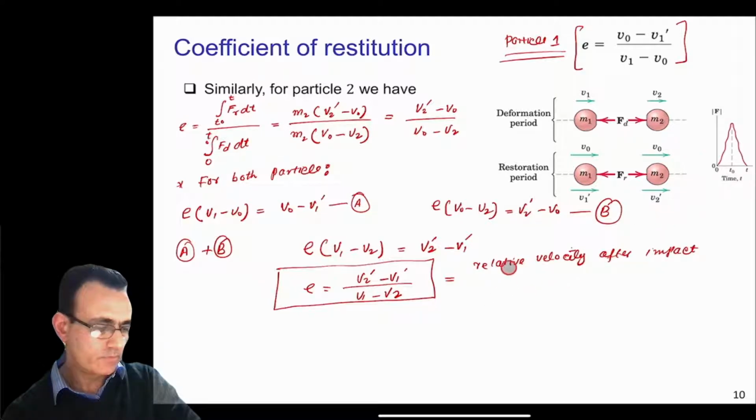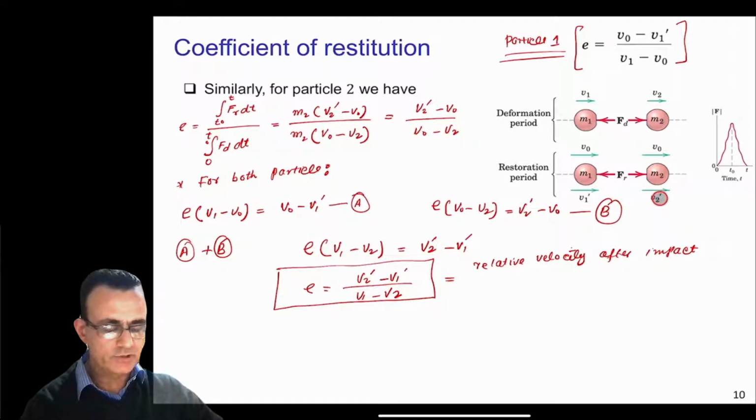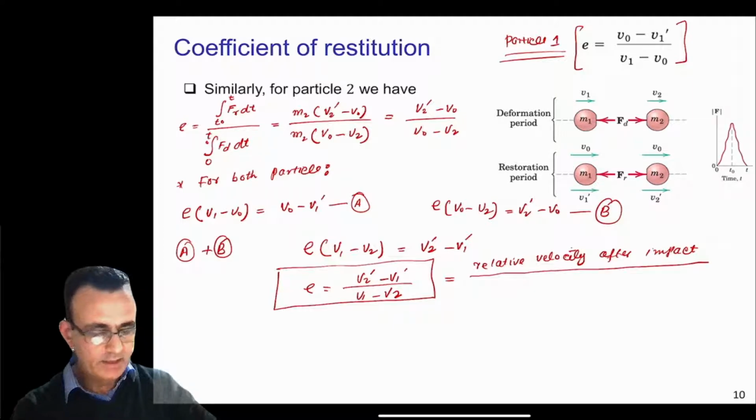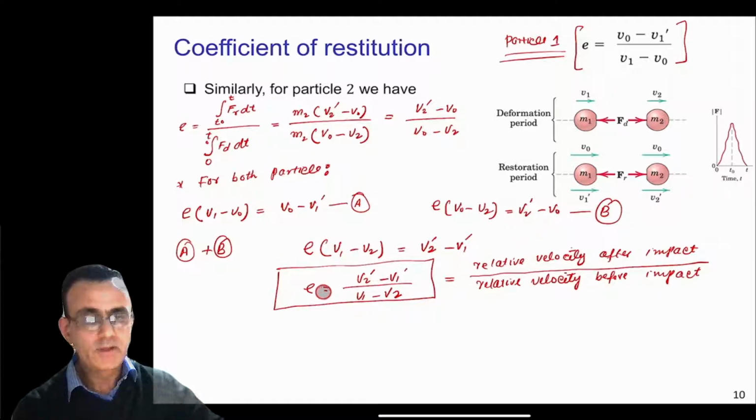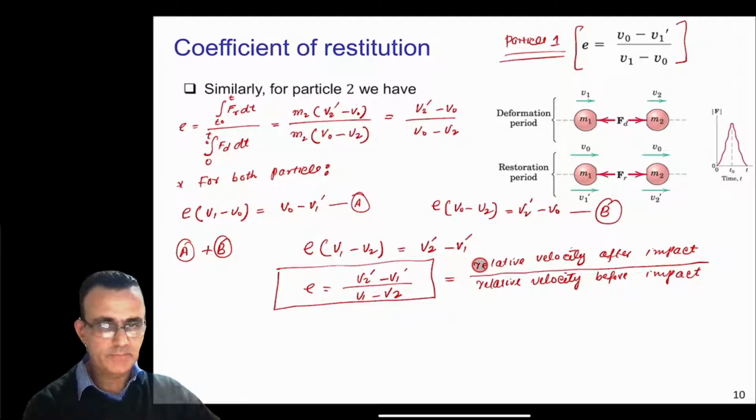which you can simply say is the relative velocity after impact, v2 dash minus v1 dash, the difference of these two velocities. And this term here, v1 minus v2, is again the difference of these velocities, which is again the relative velocity. Okay, so E, which is the coefficient of restitution, can be represented by this equation: the relative velocity after impact divided by the relative velocity before impact.